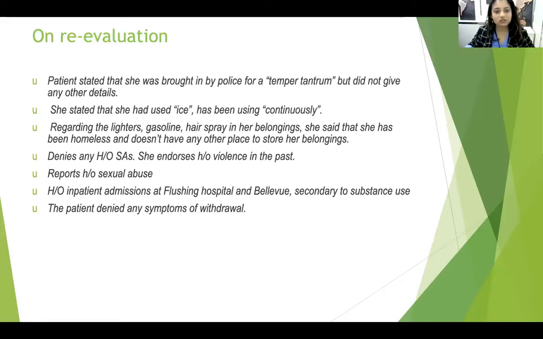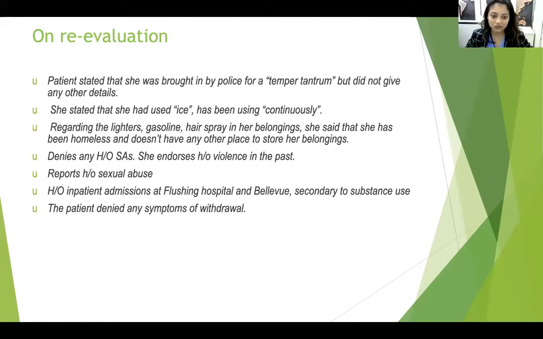So when she was reevaluated the next day, the patient stated that she had been brought in by the police for a temper tantrum, but did not give any other details. She stated that she uses ice, which is a colloquial term for crystal methamphetamine, and said that she's been using it continuously. Regarding the lighters, gasoline, and hairspray in her belongings, she said that she has been homeless and she didn't have any other place to store her belongings.